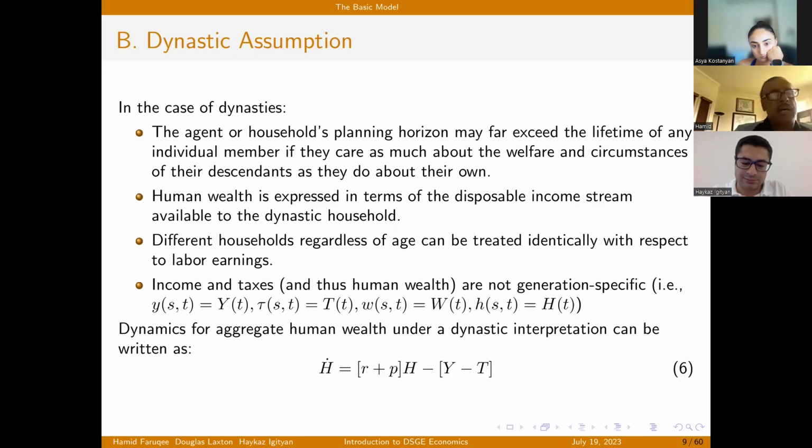And so you can express aggregate human wealth as an aggregation of all these individual human wealth processes across these households, and that's equation 6 that you see here with respect to the evolution of human wealth in the model. Next slide, please.